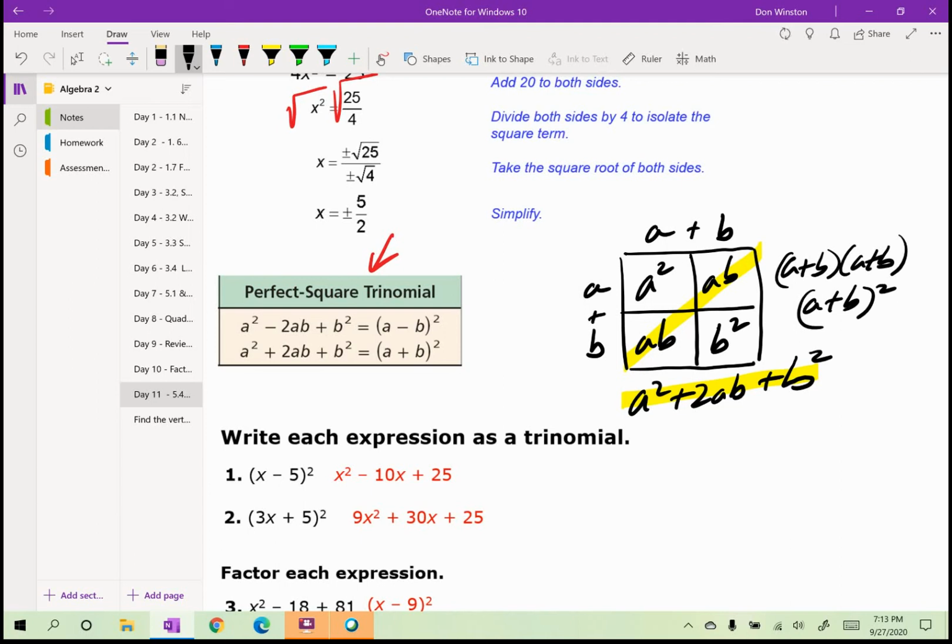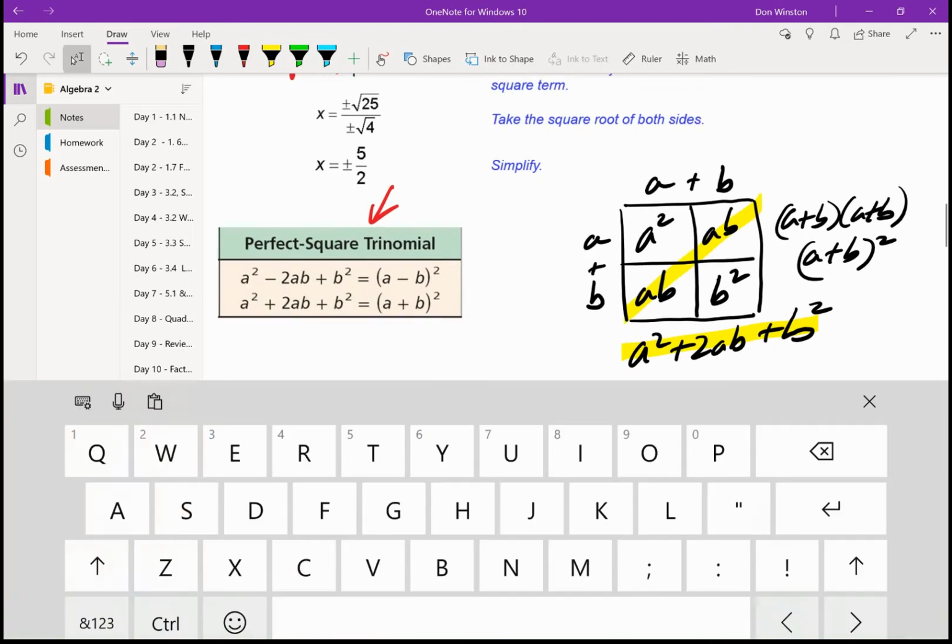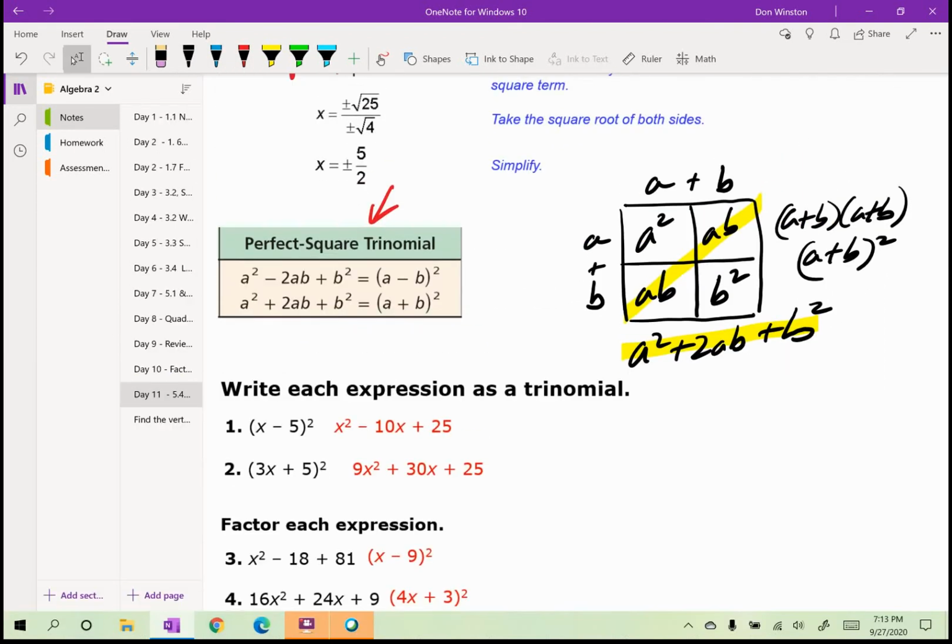Perfect square trinomials, you'll see in just a second, are the only way we can solve quadratics when we can't factor. Well, it's not the only way, we can use the quadratic formula, but perfect square trinomials are important when we complete the square. And you'll see what I mean. So here, we'll be working with perfect square trinomials. For example, they gave us some examples here.